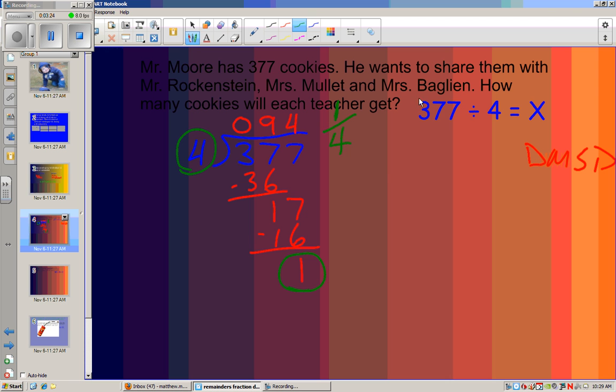So it says how many cookies will each teacher get? Well, each teacher would get 94 and 1/4 of a cookie, because if I had a picture of a cookie, we could divide a cookie into fourths. And so each teacher gets 1/4. I get the biggest fourth. So we wouldn't need to do that as a decimal or to continue work or want to ignore it. We want to make sure there's no leftovers, no cookies sitting around, so we keep working.